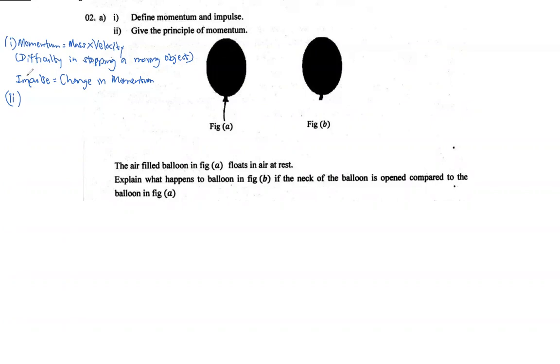They have asked about momentum. The principle of momentum is: when the resultant force acting on a system is 0, the total linear momentum in the system will be conserved. That condition is important: the resultant force acting on the system is 0.